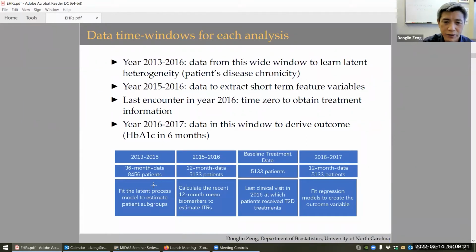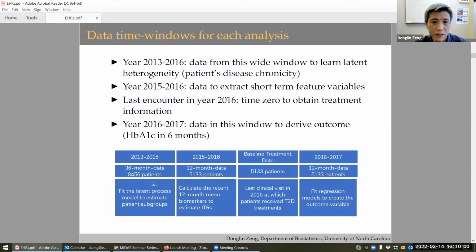Of course, when you try to make a treatment decision, you need to have some time point, to say, okay, when you're going to use this drug or the other drug, right? So basically it's like time zero in standard clinical trials. Let's say we have this baseline treatment date, and sometimes people call it the index date. In this data, we use the last clinical visit, the last clinical encounter of the patient, as time zero. The drug they receive at this time will be treated as the treatment assigned at time zero.